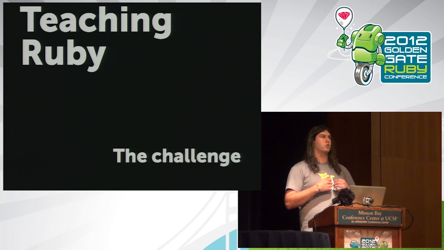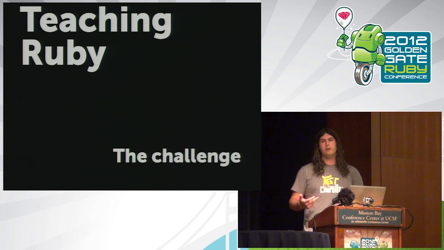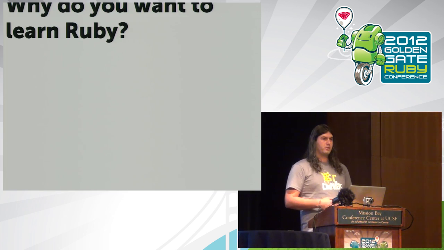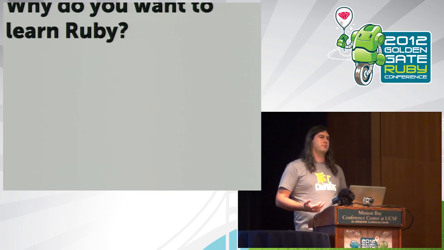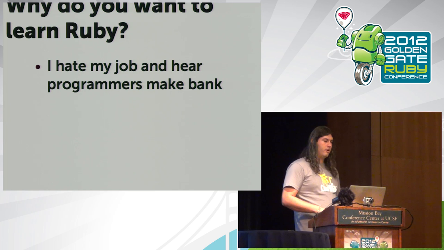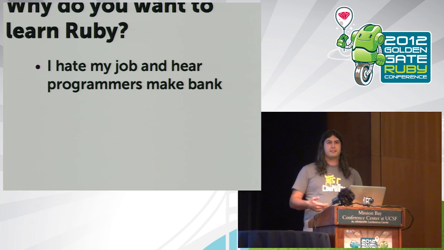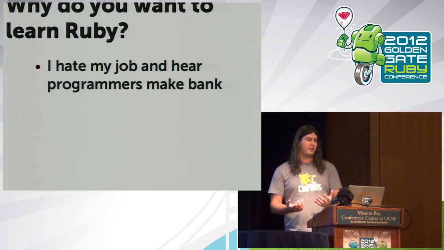What is their goal? What do they want to achieve? And how can you as a teacher actually help them realize that? So the easiest way to figure this out, I've discovered, believe it or not, is just to ask. Like, why do you want to learn Ruby? I've had a bunch of answers to this. My three favorites so far are: my job sucks, and I hear you guys make tons of money. I want in. How can I do this?